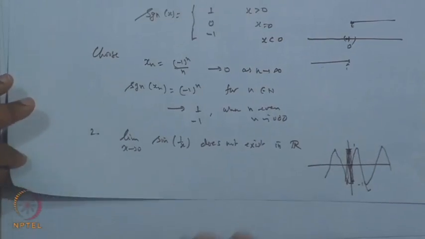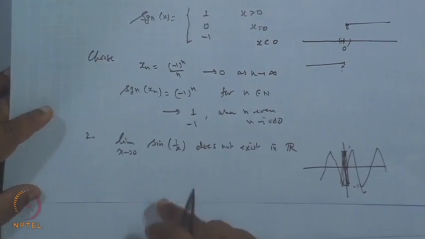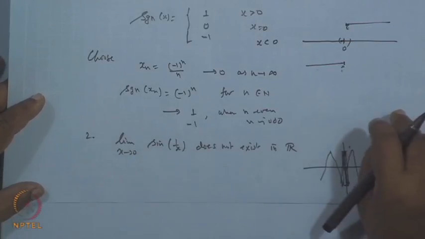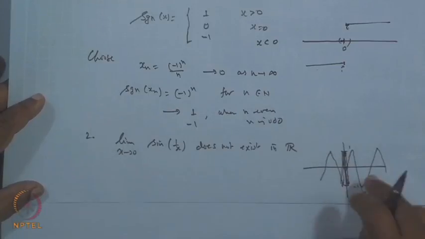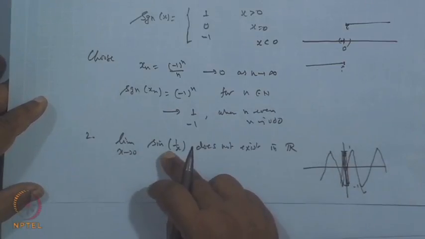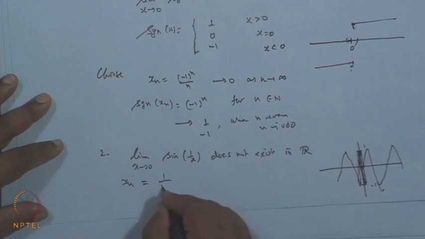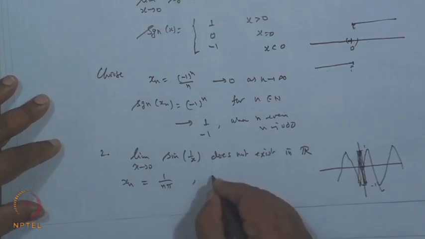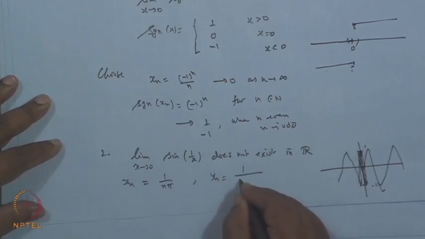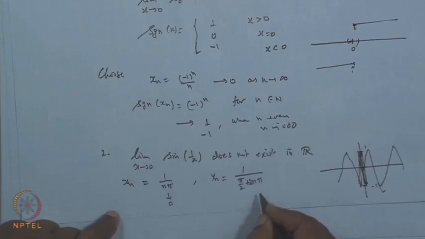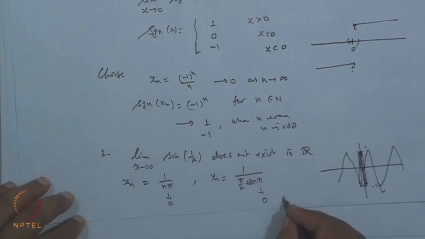We are claiming this limit does not exist. It means, along two different paths, if the limit of the sequence has different values and both the paths are tending to 0, then obviously the limit will not exist. So let us take x n to be 1 by n pi, and suppose another sequence y n is 1 by (pi by 2 plus 2 n pi). Now both of these are tending to 0 as n tends to infinity.